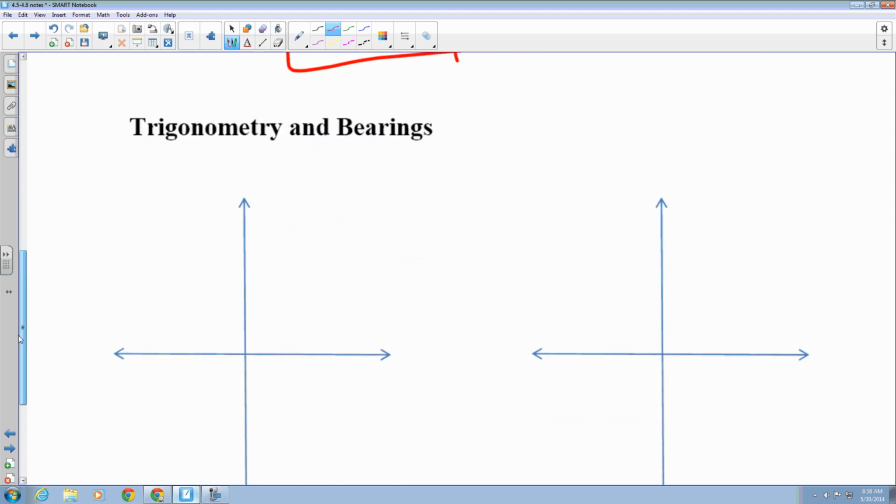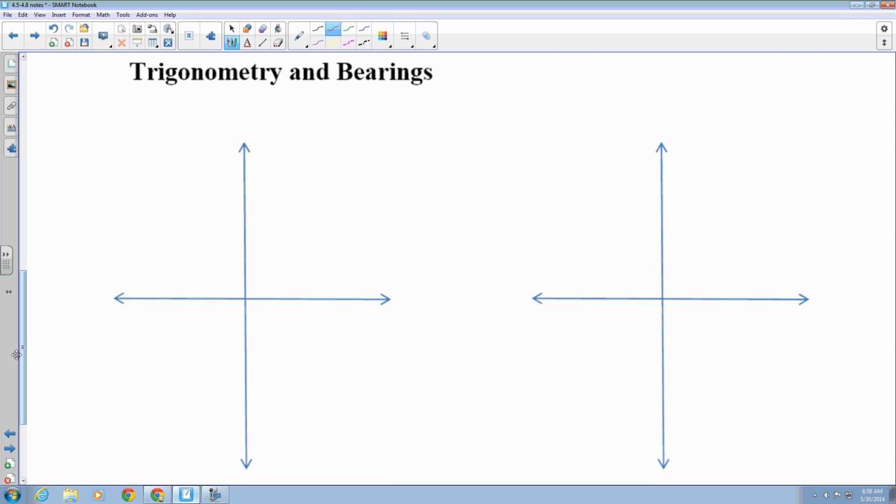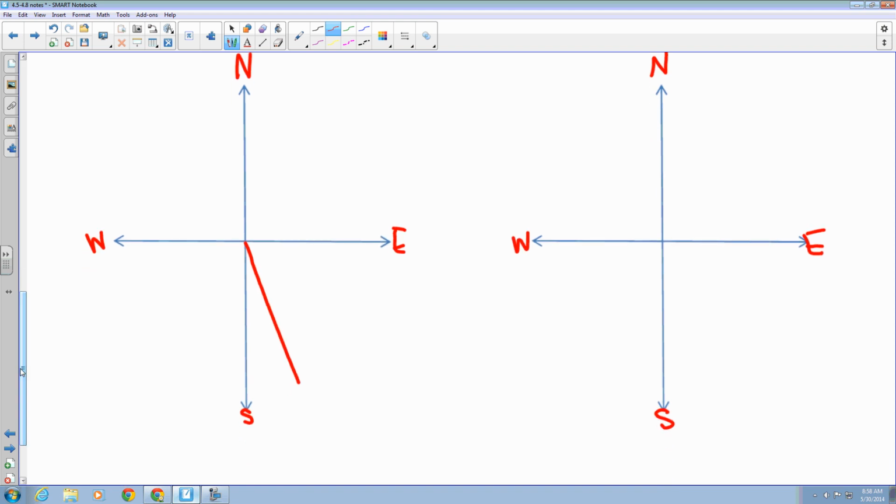Okay, we'll do a little bit with some bearings, so some direction. This is a compass, so both of these should be the same. So let's just start with drawing an angle and letting me describe to you what a bearing is. If this is my direction, let's say that this is 35 degrees off of south.